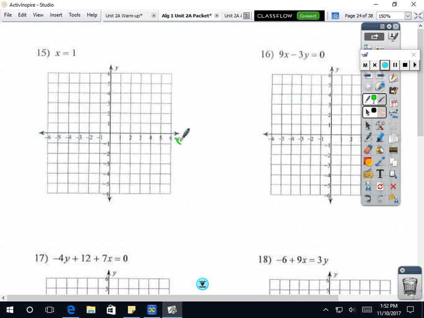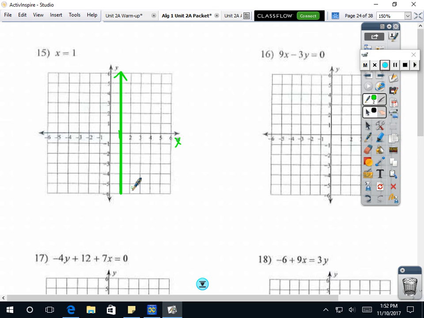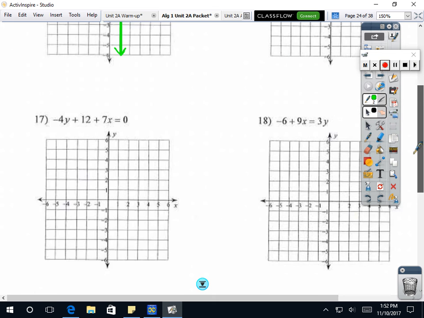It's going to cross through the x-axis at 1, so what kind of line would that be? A vertical line which has undefined slope. Right, if it says x equals a number, it's just going to be a vertical line cutting through the x-axis of that number. Okay, I'm going to try one more with you. Let's go down to number 17.